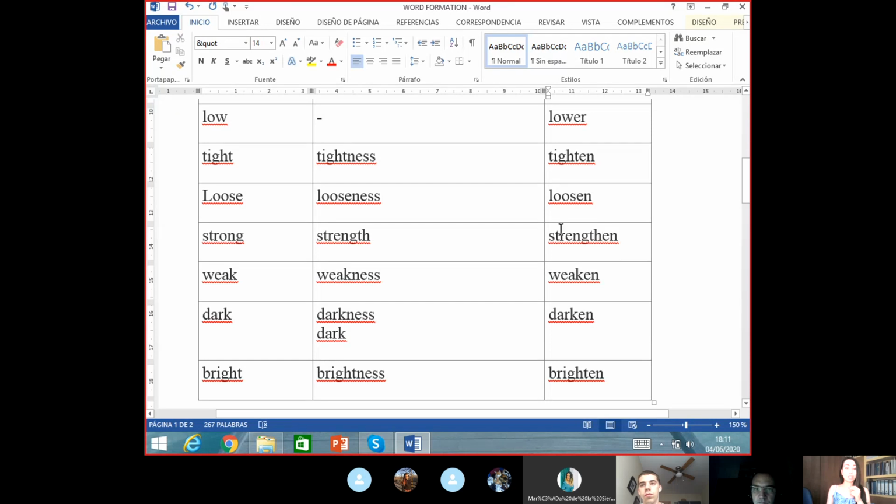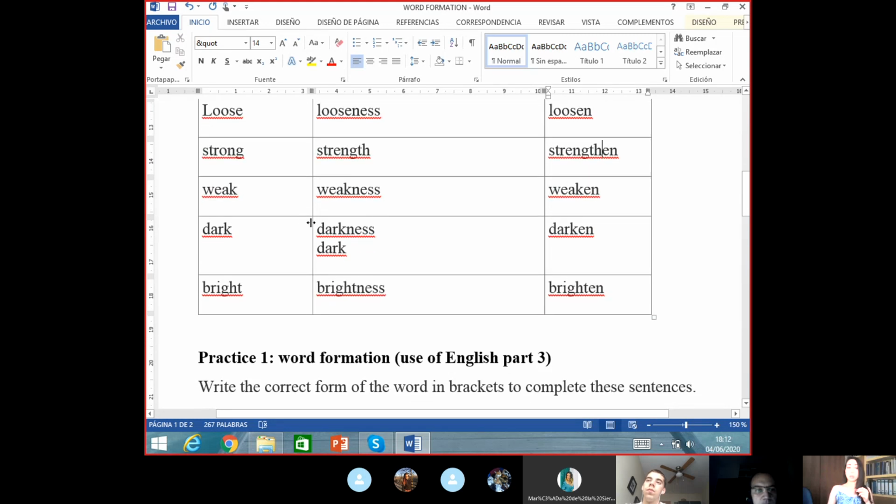Remember that after a preposition we put ing in the verb. Si tenemos una preposición, chicos, ponemos ing en el verbo, ¿vale? Sea el verbo que sea. Si tenemos for, without, like, above, upon, in, on, for, by, whatever, we put ing, okay? In learning, on doing, in strengthening, okay? We're about to finish, so don't worry.